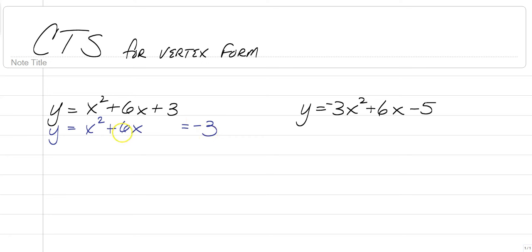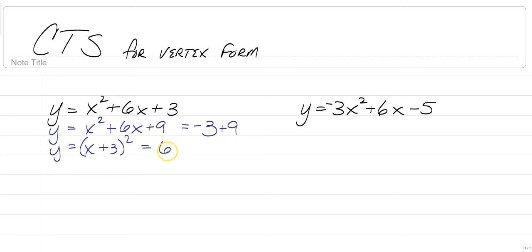Now, half of 6 is 3, squared is 9, so you have to add 9 to both sides, just like what you had to do back in the day. So now, you're just going to have y is equal to x plus 3, in parentheses, squared, because we just wrote that as the square of a binomial, and that's equal to 6.